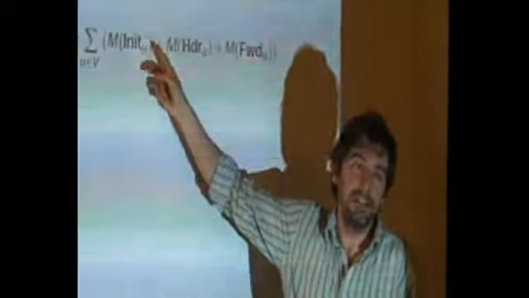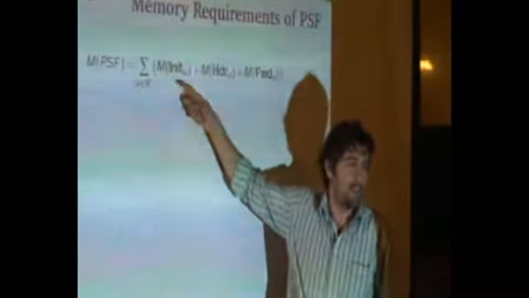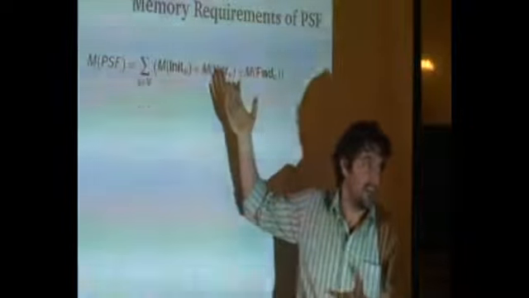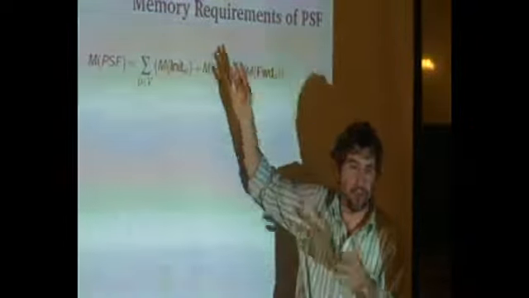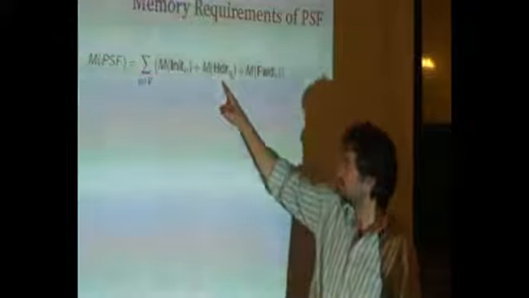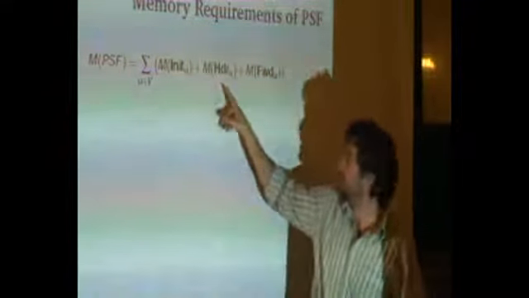You don't need zero bits. You need its own ID. What's the ID? That's log of the size of the network. Okay, rough order of log n. N is the size of the network.